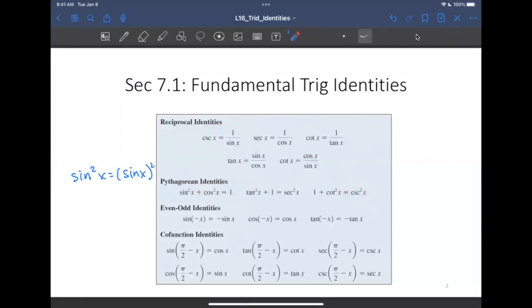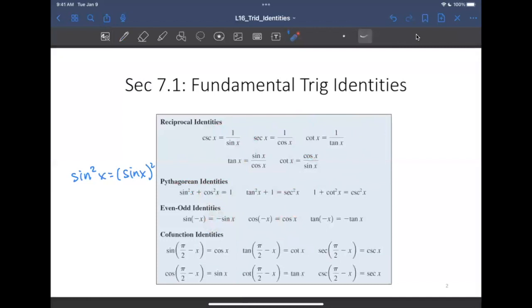The even and odd identities, which I think we've talked about before too: sine of a negative x is just equal to negative sine of x, and cosine of a negative x is just equal to cosine of x. And tan of negative x equals negative tan of x.